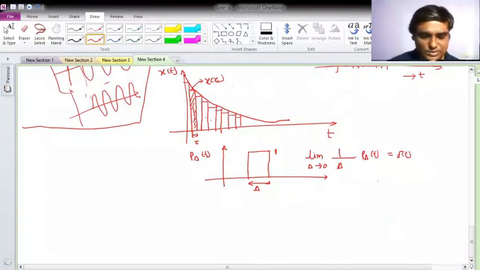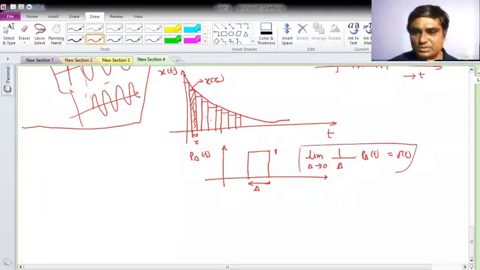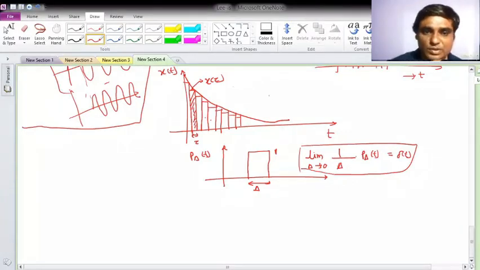Okay. So this way the box can also be approximated to the delta function. What is it? Limit delta tends to 0, scaled by 1 over delta, p delta of t. So this concept can also be used for the approximation of any arbitrary signal. Let us say for one box, how can we do it? This box, I'll use to represent this magnitude. Okay, so how can we write it?